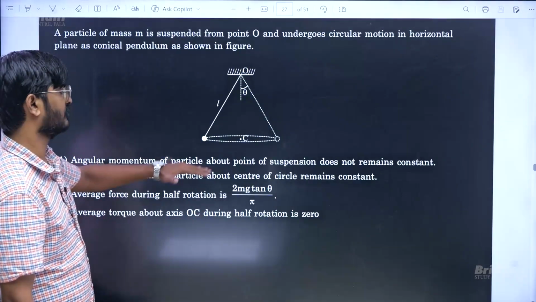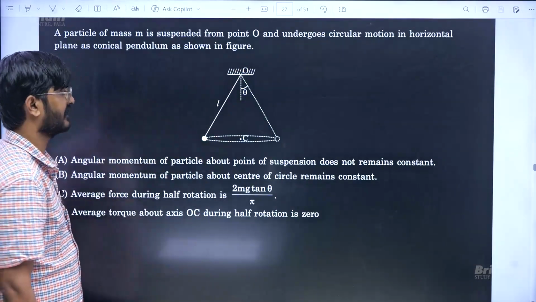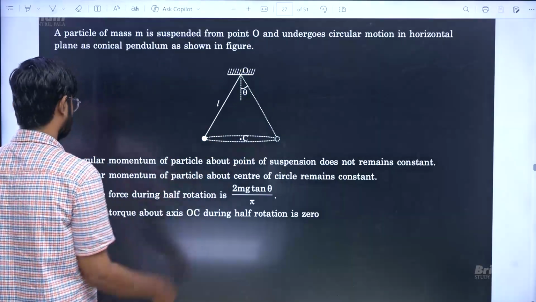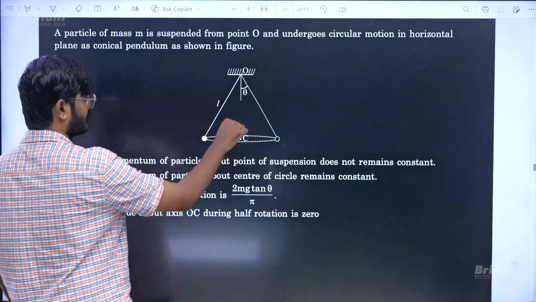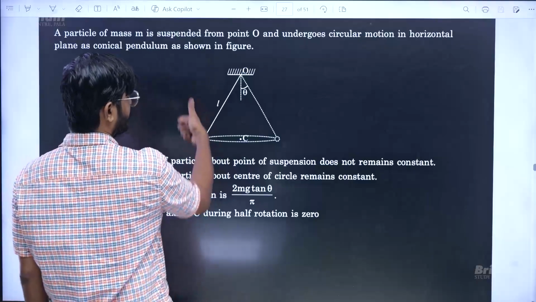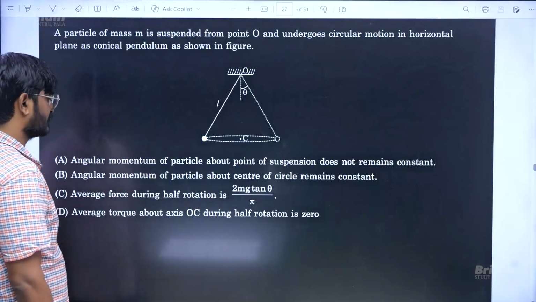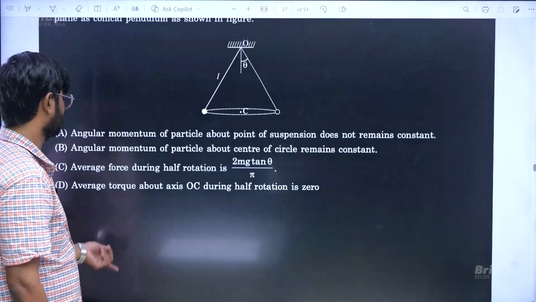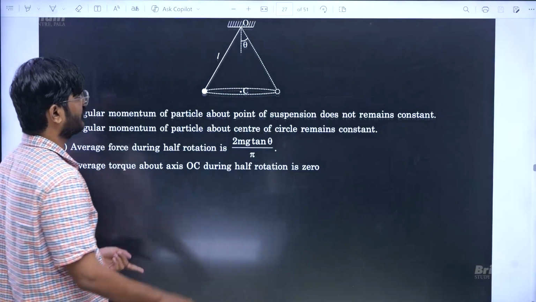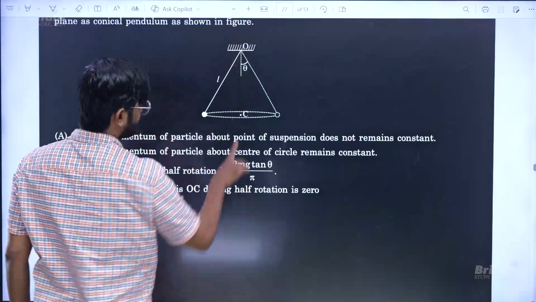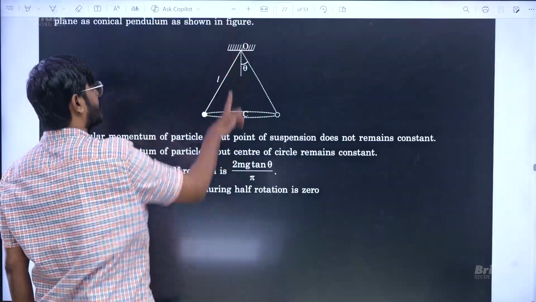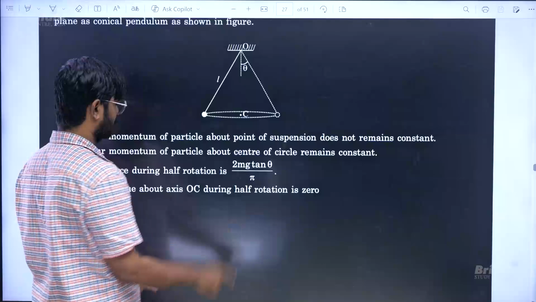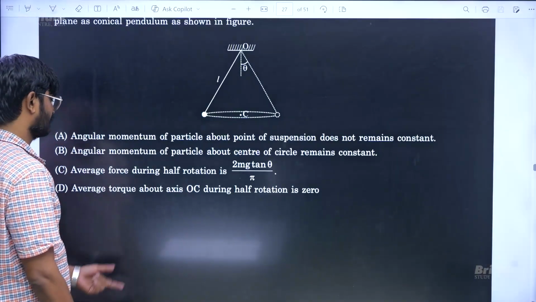Angular momentum of particle about point of suspension does not remain constant. That is correct. Its horizontal component, radial component is going to change. Angular momentum of the particle about center of circle remains constant. Angular momentum is in this direction. Average force during half rotation: you need to calculate change in momentum and divide by time. Average torque about axis OC: they were asking what is the change in angular momentum along this direction divided by the time. There is no angular momentum change in this direction, so average torque along that axis is going to be 0.